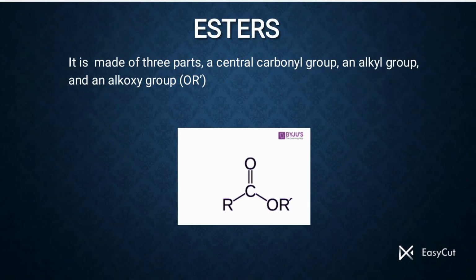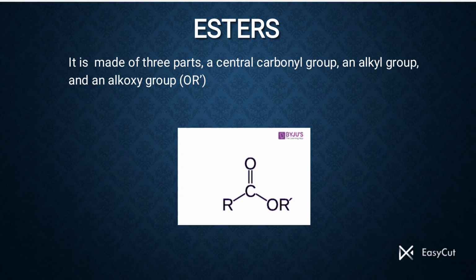Let's look at esters. Esters are organic compounds derived from carboxylic acid by replacing the OH group with an alkoxy group. Oxygen bonded to a carbon is called an alkoxy group. So we can have methoxy, which means a methyl group bonded to an oxygen. Where R is a carbon bonded to oxygen, it is called an alkoxy.